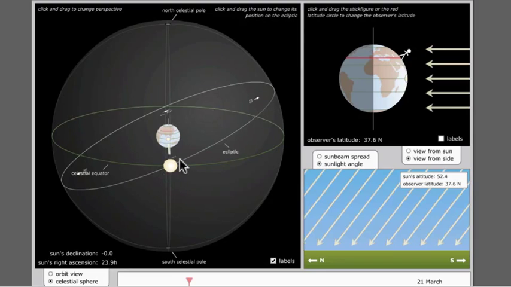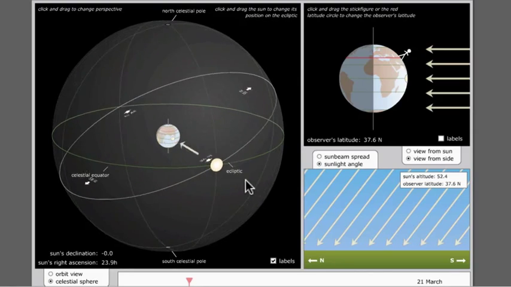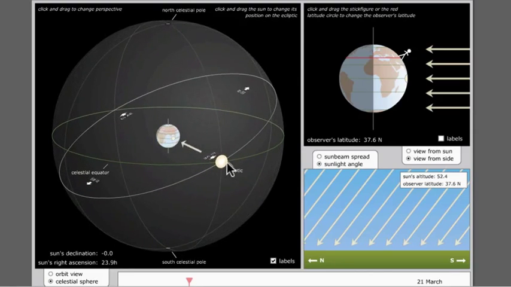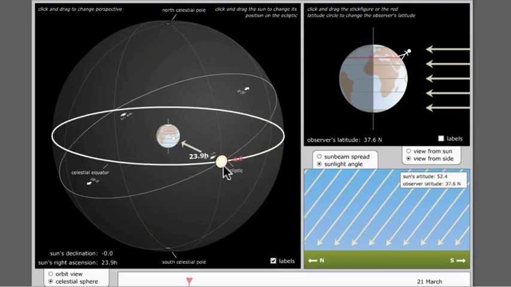The tilted line is the ecliptic, the line in which the sun moves around the celestial sphere. And what we are seeing is that the sun is located now at the line of 0 hours of right ascension. In other words, it is the vernal equinox. This is the position of the sun on March 21st.